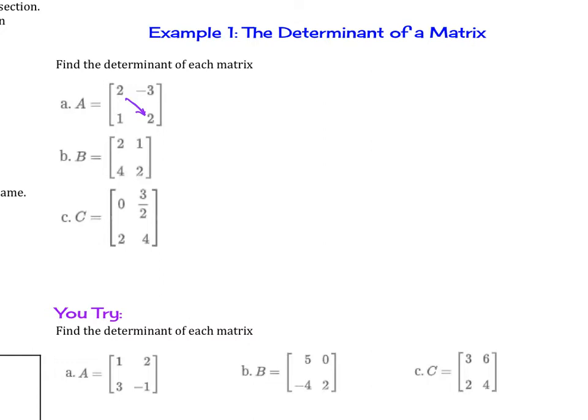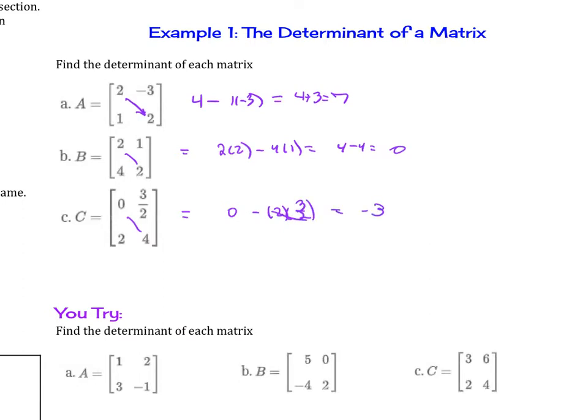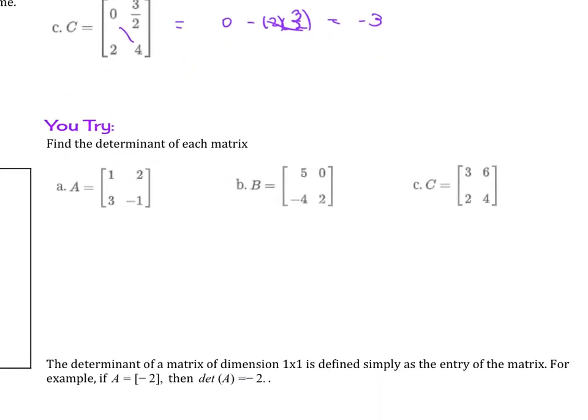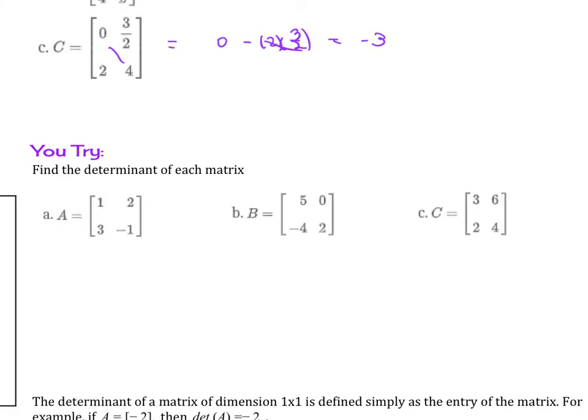So for example, in this one, 2 times 2 is 4 minus 1 times negative 3. So that is actually going to be 4 plus 3, which is 7. Here we get 2 times 2 minus 4 times 1, which is 4 minus 4. So our determinant is 0. Then here we get 0 minus 2 times 3 halves, and notice our answer is negative 3. So it's possible to have positive values, negative values, as well as zeros. So try out A, B, and C here.